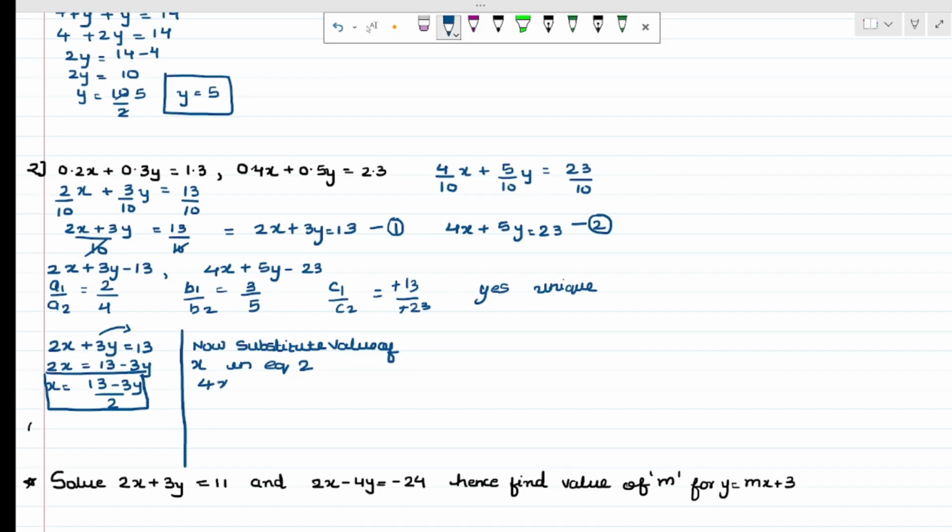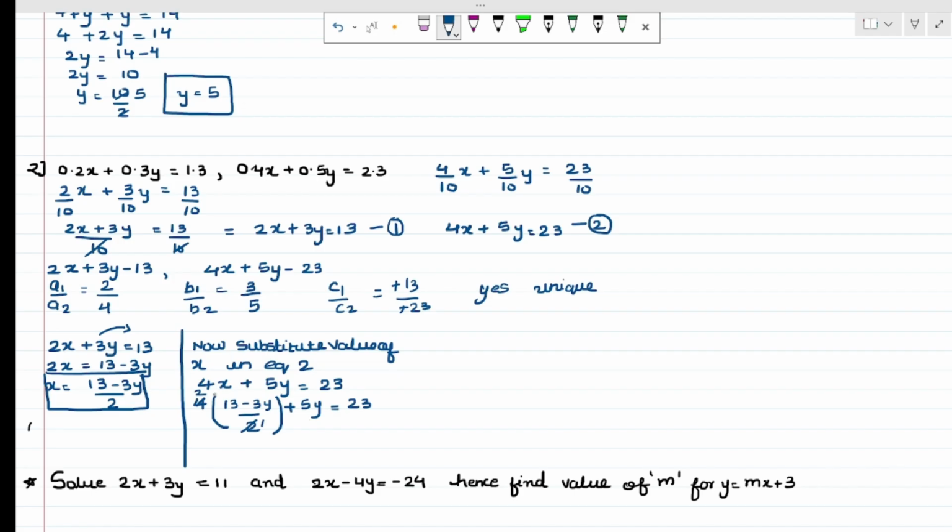What is my second equation? 4x plus 5y equals 23. So wherever I see my x, what will I substitute? I will substitute 13 minus 3y upon 2. So instead of x, I substitute 13 minus 3y upon 2 plus 5y, and write the rest of the equation as it is, equals 23. Now, as you can see, my 4 is in the numerator, my 2 is in the denominator. You can cancel it out. 2 ones are 2 and 2 twos are 4. So it becomes 2 times 13 minus 3y plus 5y equals 23.